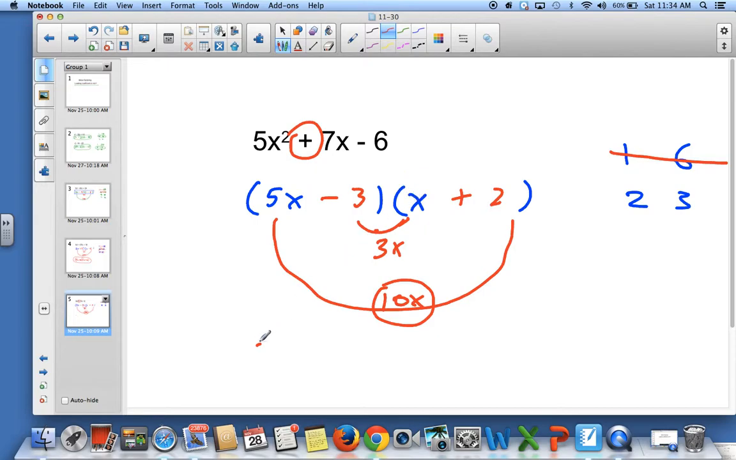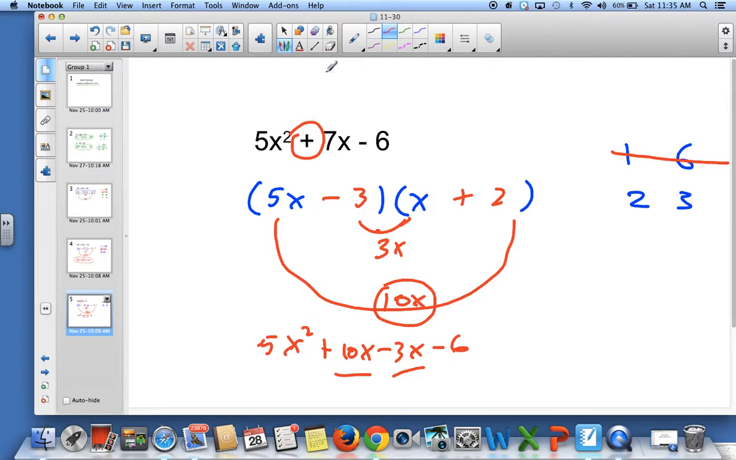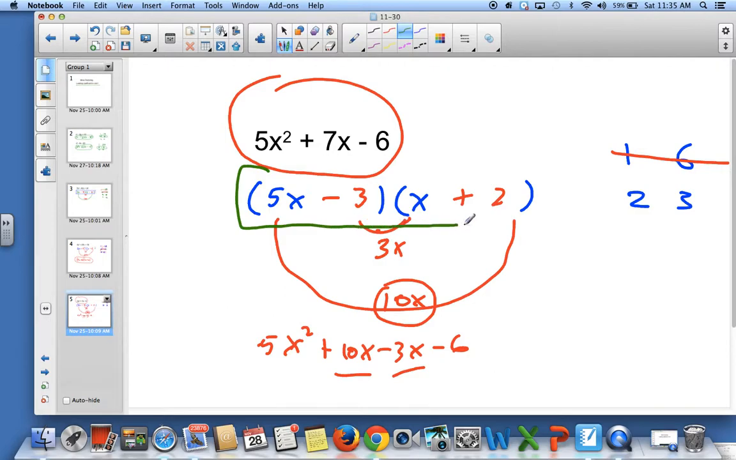5x times x is 5x squared. 5x times 2 is plus 10x. Negative 3 times x is minus 3x. Negative 3 times 2 is minus 6. And when I combine these two together, I get, in fact, this answer right here. So the correct answer is this right here. I'll circle it in green. That's the correct answer right there. 5x minus 3 times x plus 2.